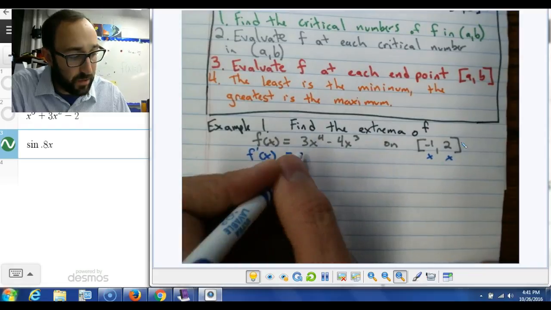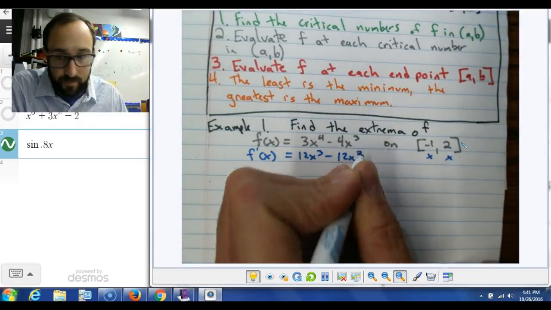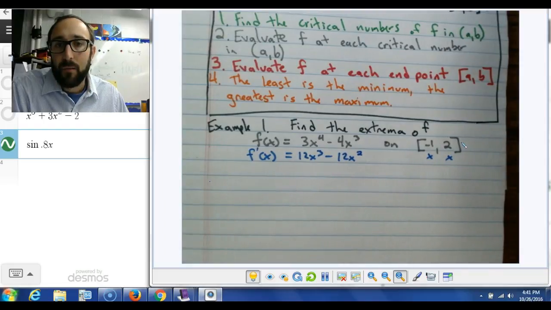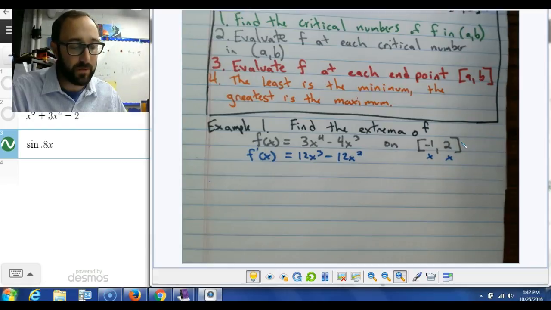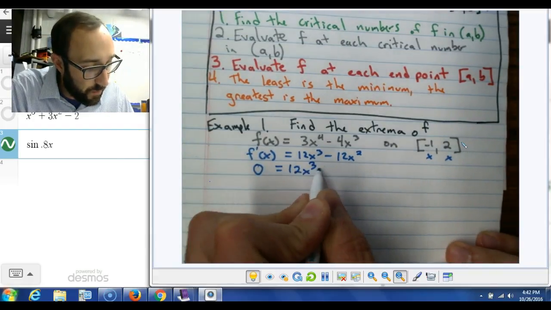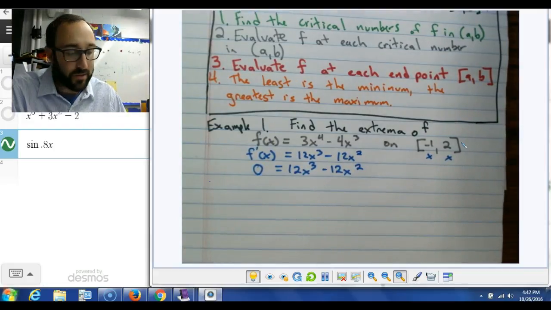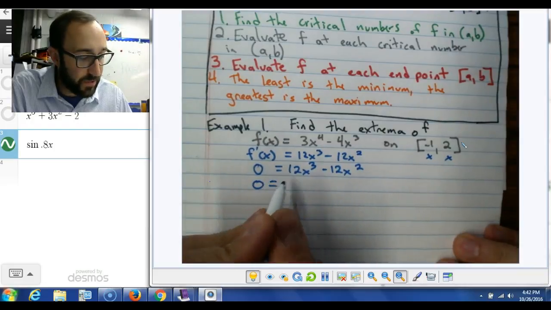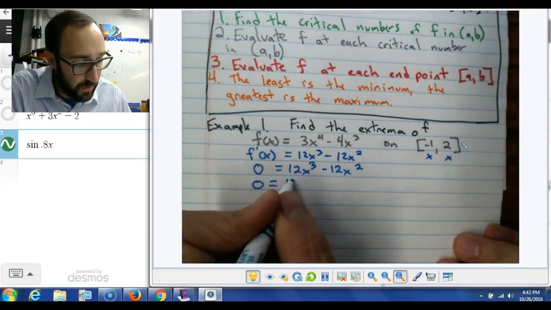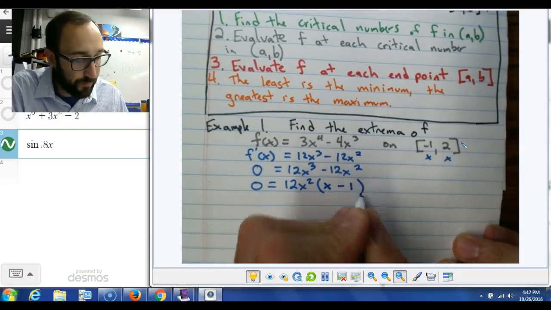And we know that's going to be 12x to the third minus 12x squared. But we know that's when the slope is 0. Slope is derivative, so that means I can put in 0 equals 12x cubed minus 12x squared. So now let's factor everything as much as we can. That's going to be 12 and 12 and x squared, so I can take a 12x squared, and I'm left with an x minus 1.